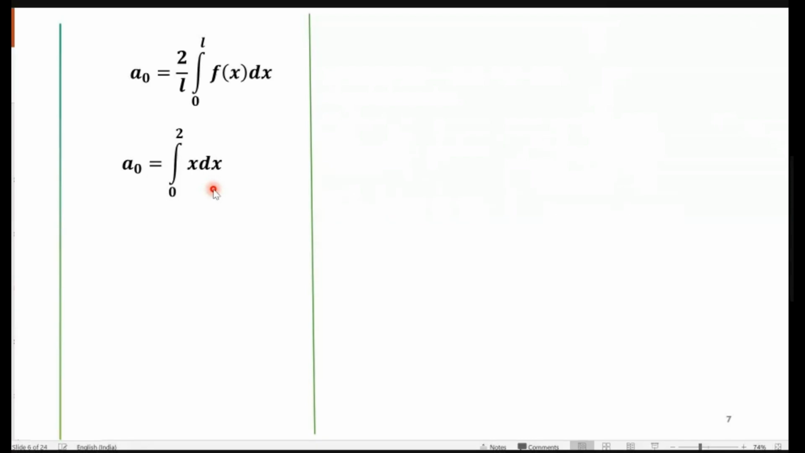What is the value of A0? Integrating x between the limit 0 and 2, what will be the answer for A0? Two. Okay, A0 is 2. So x square by 2 between the limit 0 and 2. So we will get 2 square by 2, which is equal to 2. So A0 is equal to 2. Okay, A0 by 2 is equal to 1. Fine. AN.